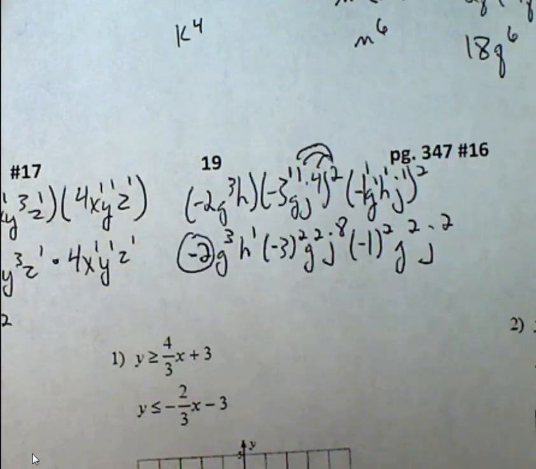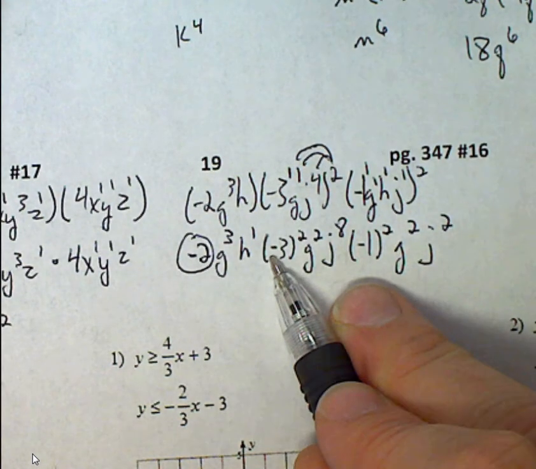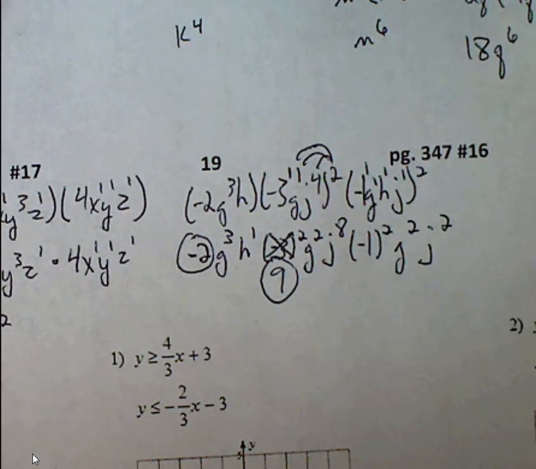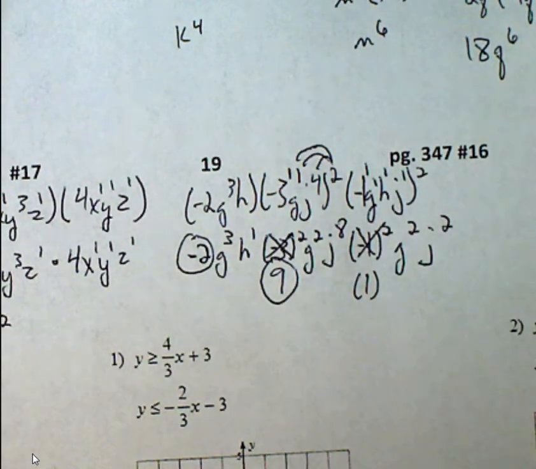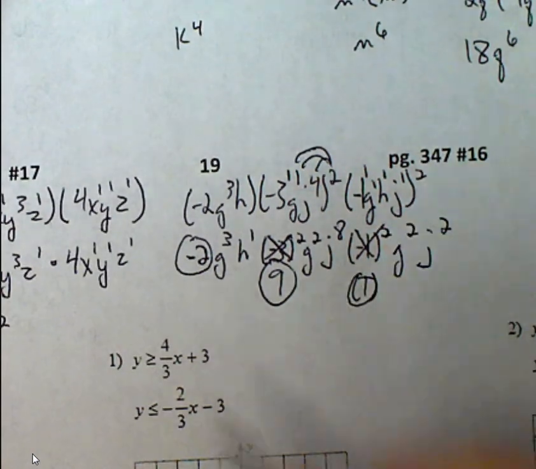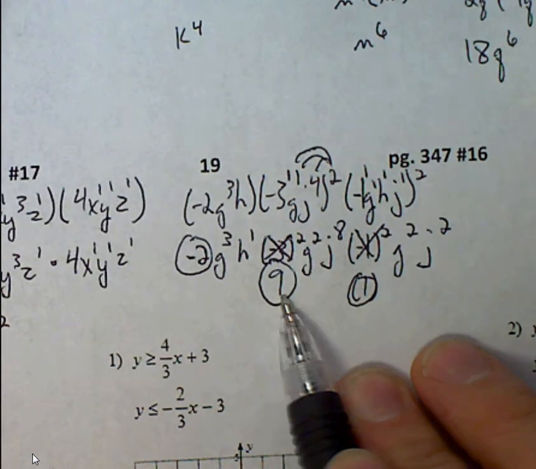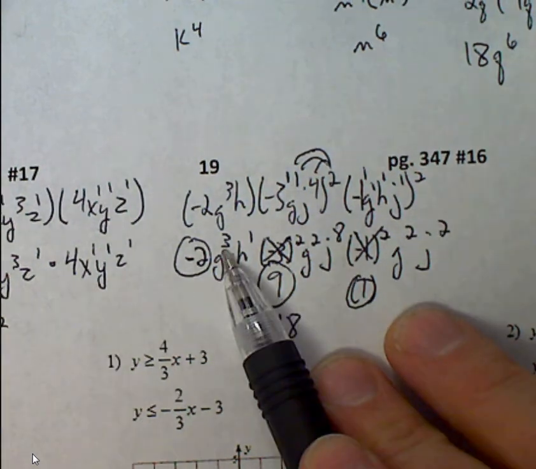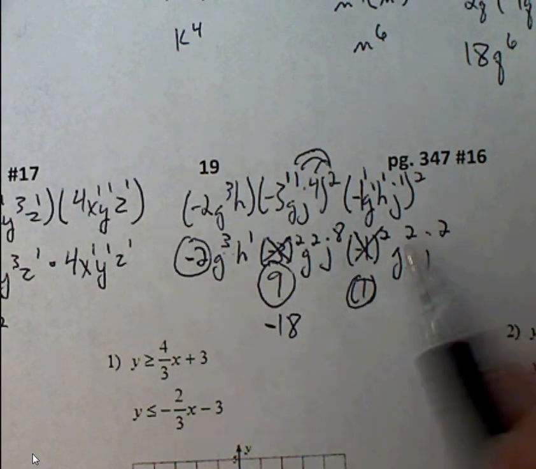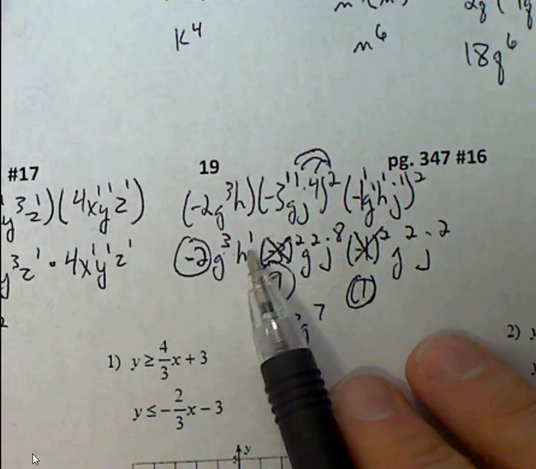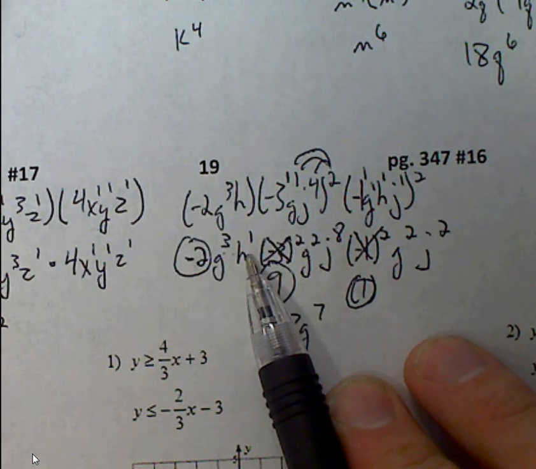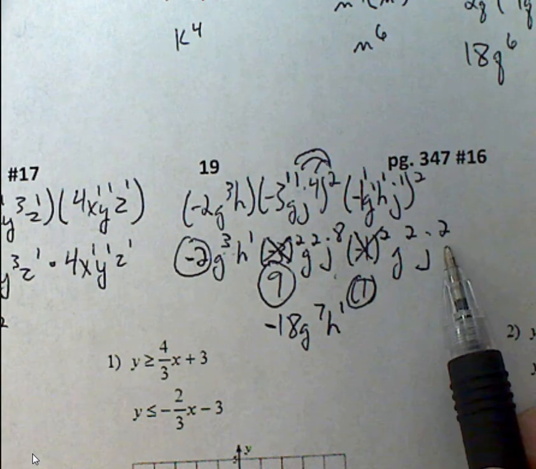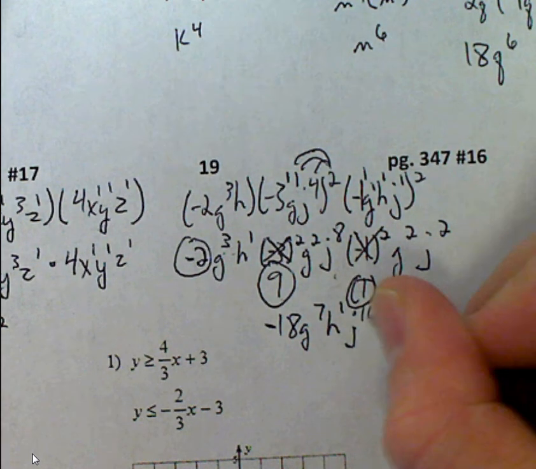My front numbers are negative 2. Negative 3 times negative 3 becomes 9. Negative 1 times negative 1 becomes positive 1. So my front numbers are negative 2 times 9 is negative 18, times 1 stays negative 18. I have 3 g's here, plus 2 is 5, plus 2 is 7. I have an h. I have 8 j's, 2 j's, that would be 10.